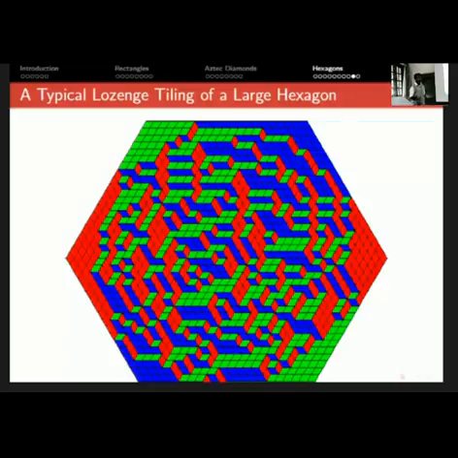So here also there is a solid phase, a gaseous phase, a frozen region, and a disordered region. And there is an Arctic curve which separates the two. Here it might be less obvious, but in fact, again, this turns out to be a circle.